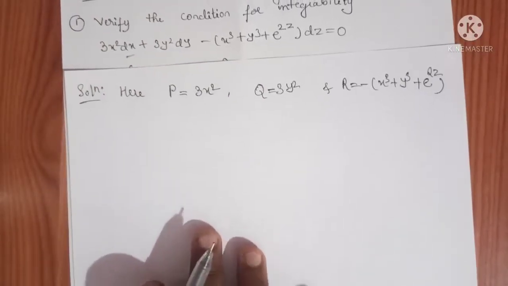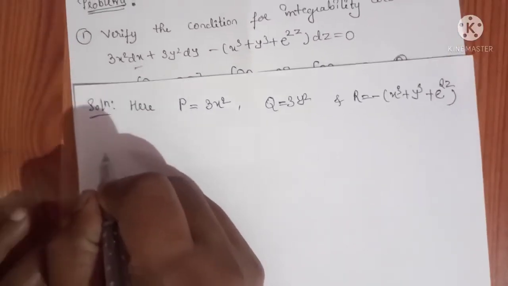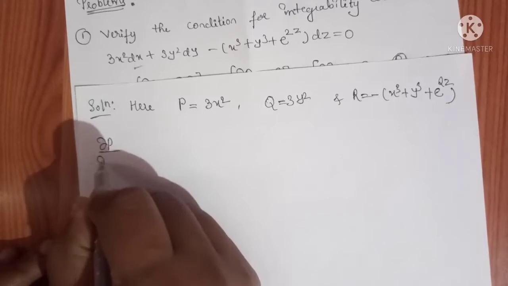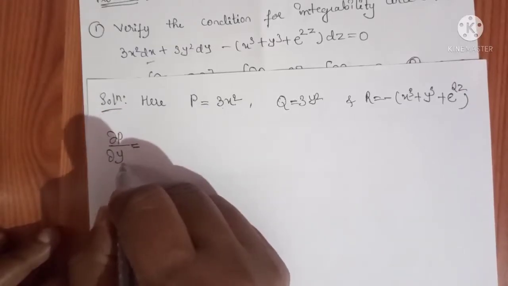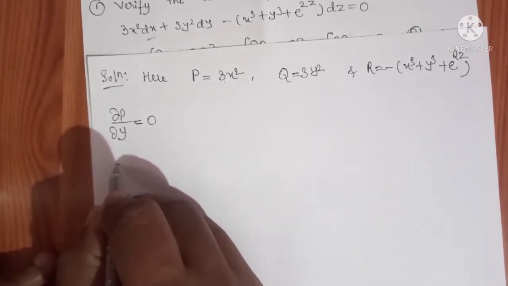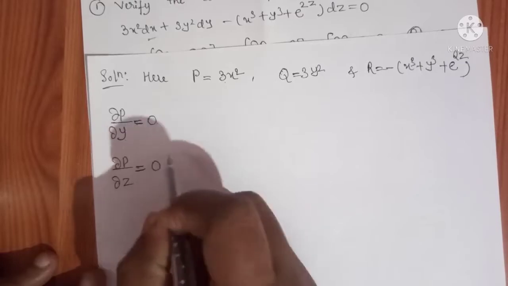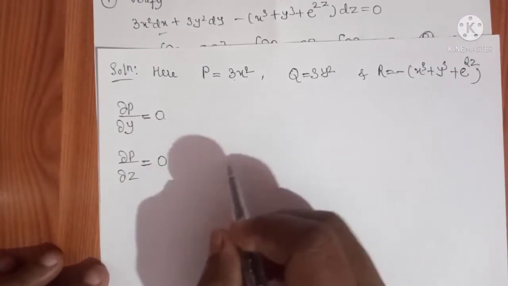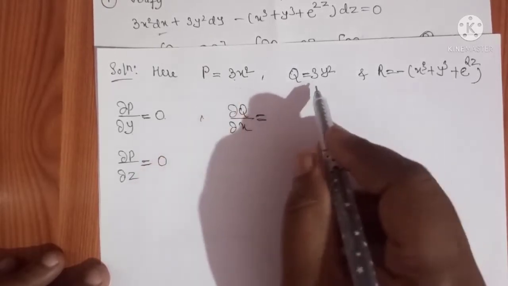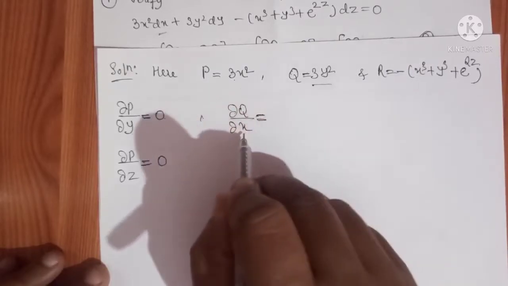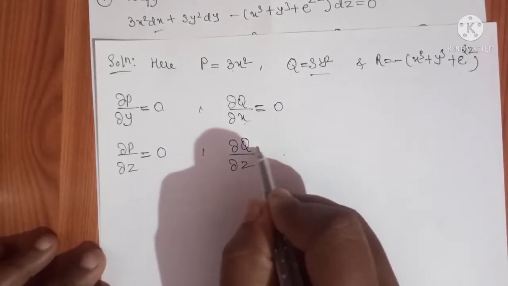Now we find the partial derivatives of p, q and r. First we find ∂p/∂y, which for 3x² with respect to y is 0. In the same way, ∂p/∂z is 0, because it doesn't contain any z terms. Next, ∂q/∂x of 3y² with respect to x is 0, and similarly ∂q/∂z is 0.